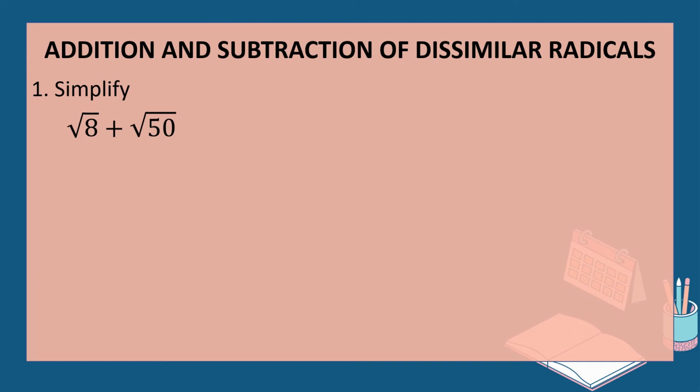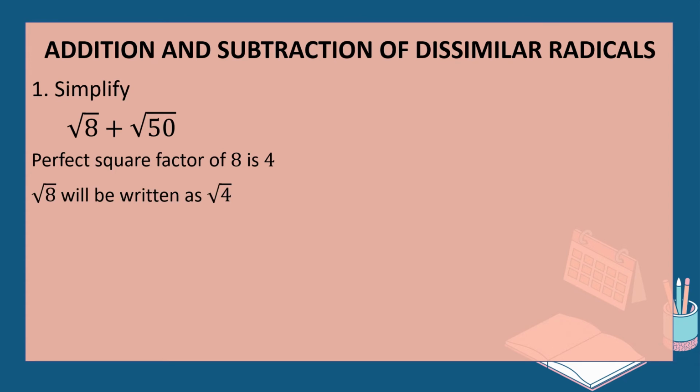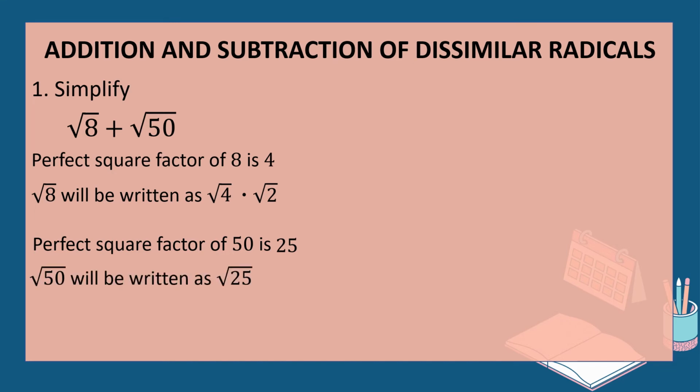Square root of 8 can be simplified. The perfect square factor of 8 is 4. Square root of 8 will be written as square root of 4 times square root of 2. Square root of 50 can also be simplified. The perfect square factor of 50 is 25. Square root of 50 will be written as square root of 25 times square root of 2.